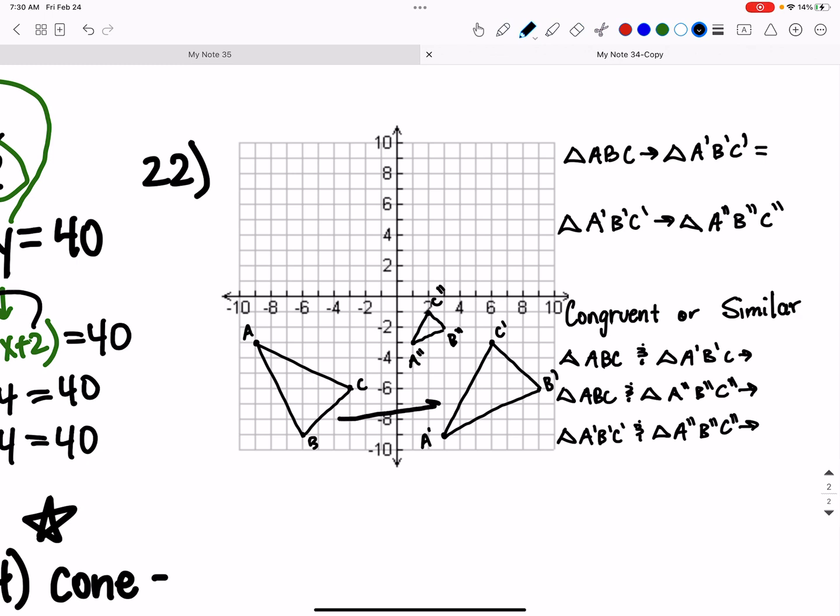to here? Is that rotation, reflection by 90 degrees, by y-axis? You tell me what it is. And then what's the movement from here to here? If it's dilation, which obviously it is, what's the scale factor? All right, and then here, are these two congruent or similar? Are these two congruent or similar? And are these two congruent or similar?